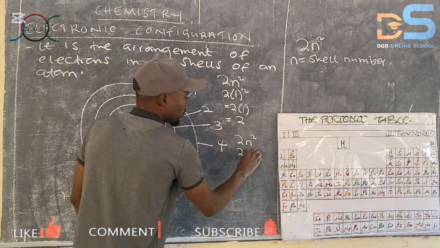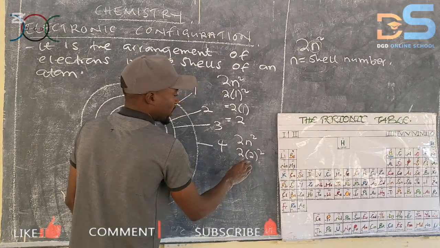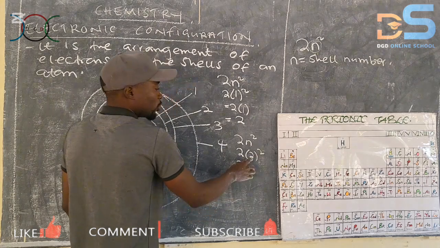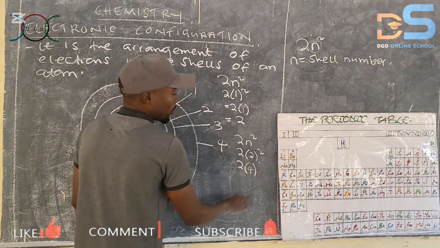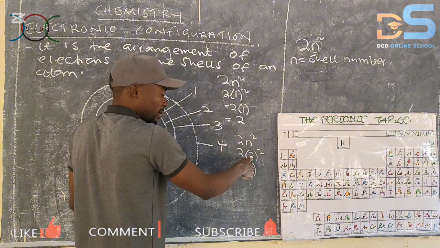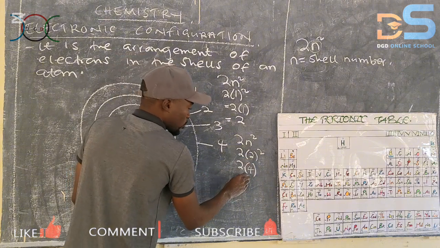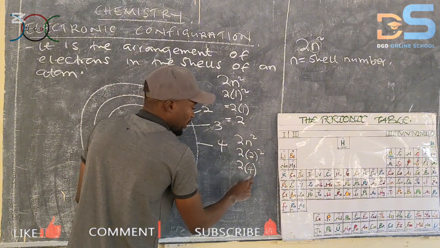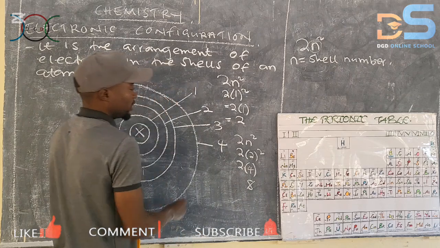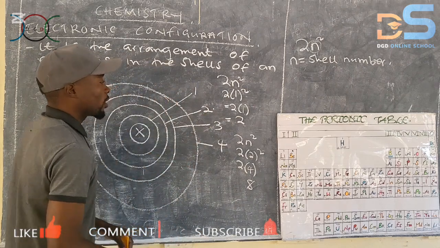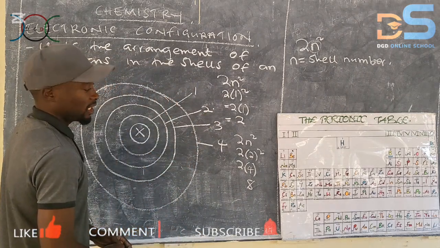In the second shell, we are going to put 2 squared. So this will be 2 times 2, what is it? 4, because 2 squared means you are multiplying 2 by itself 2 times. So this will be equivalent to 2 times 4, what are we going to get? 8. So in the second shell, we are going to have 8 electrons.